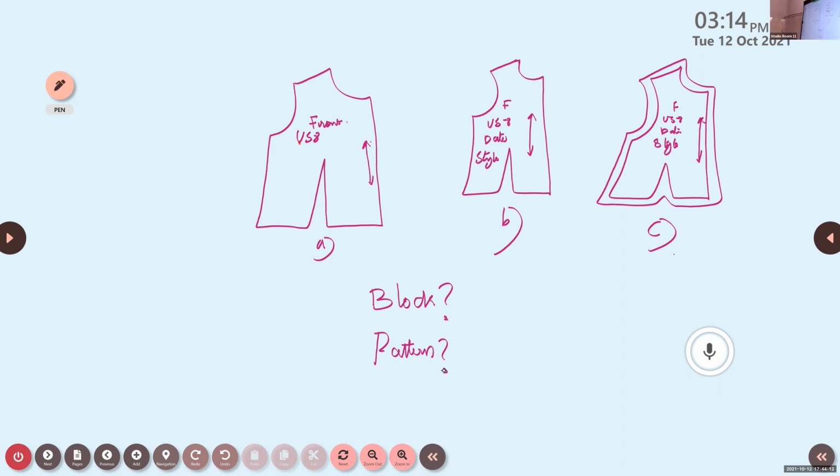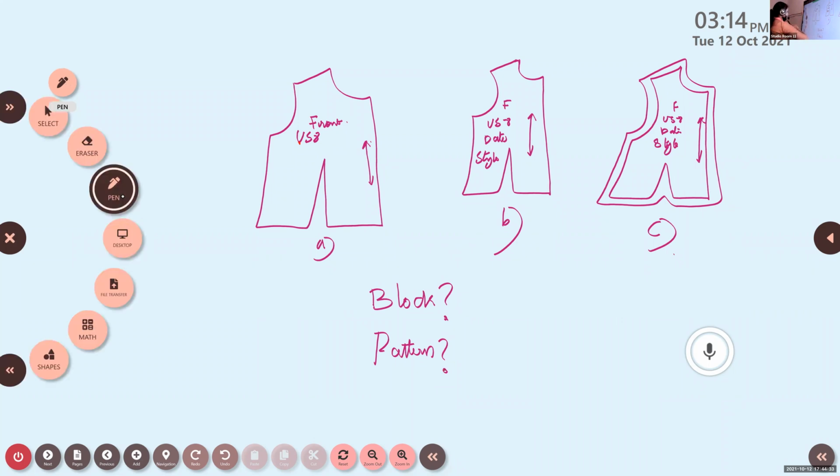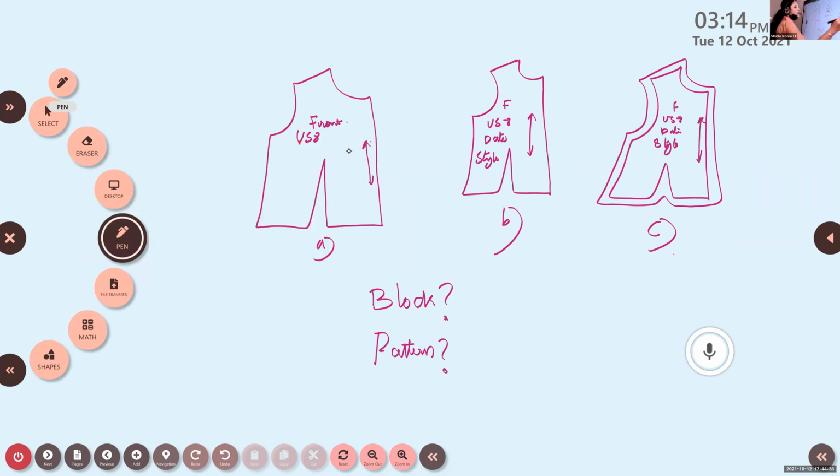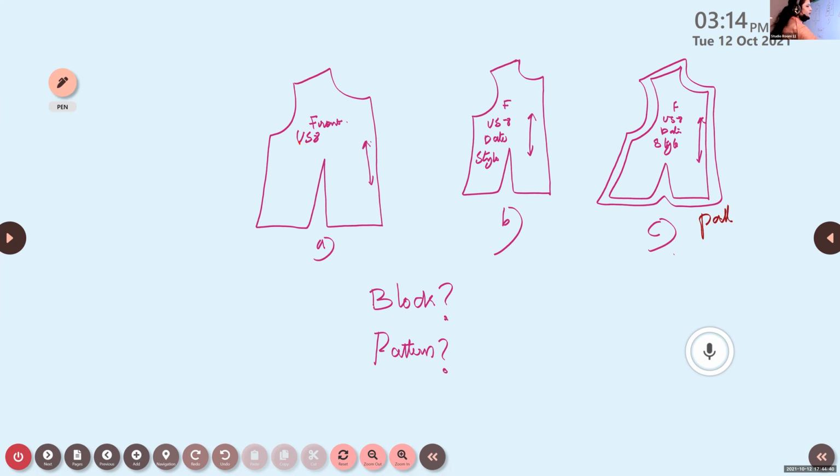What about the others? According to Steffi, C is the block. But C is actually a pattern. And A is the block.